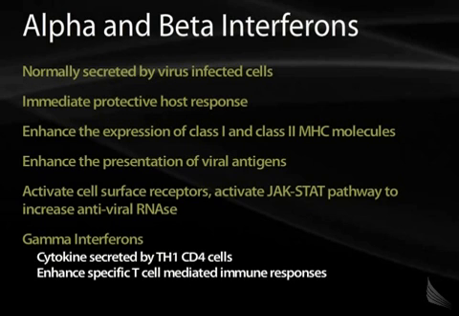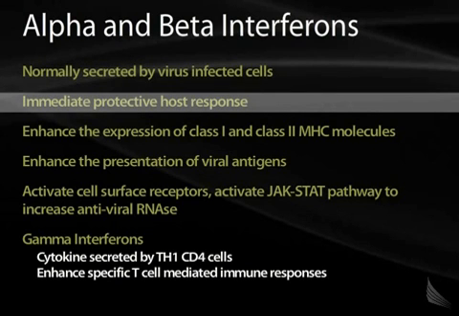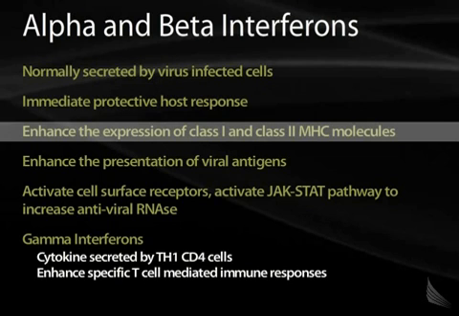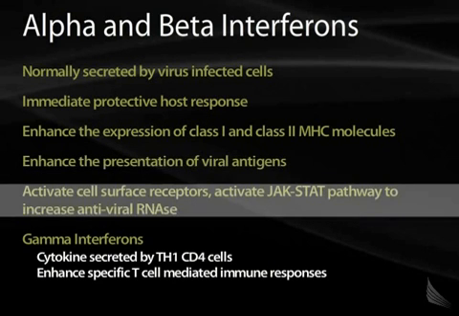Interferons are a newer category of antiviral medications. These proteins are actually native to the human, and usually they're secreted by virus-infected cells. Alpha and beta interferons are generally released in response to a viral infection. They provide immediate protective host responses. They enhance the expression of class 1 and class 2 MHC molecules, which enhances presentation of viral antigens on the surface of the virus-infected cell so that the body can see which virus is attacking it. Alpha and beta interferons also activate cell surface receptors and the JAK-STAT pathway to increase RNase expression in the cells.